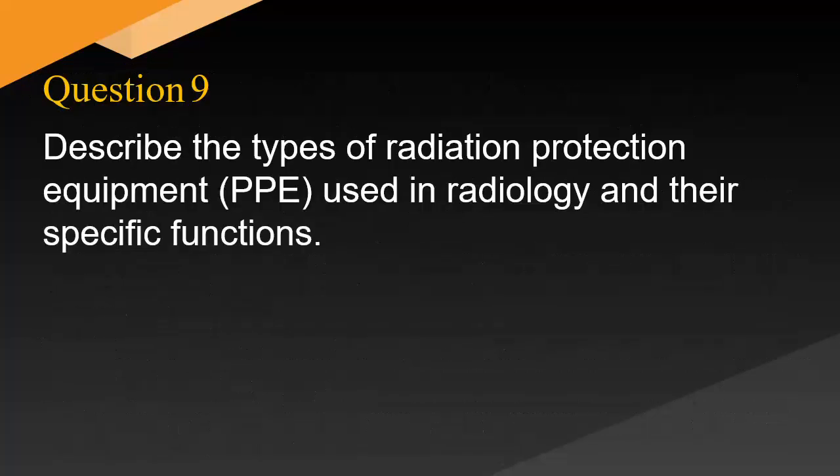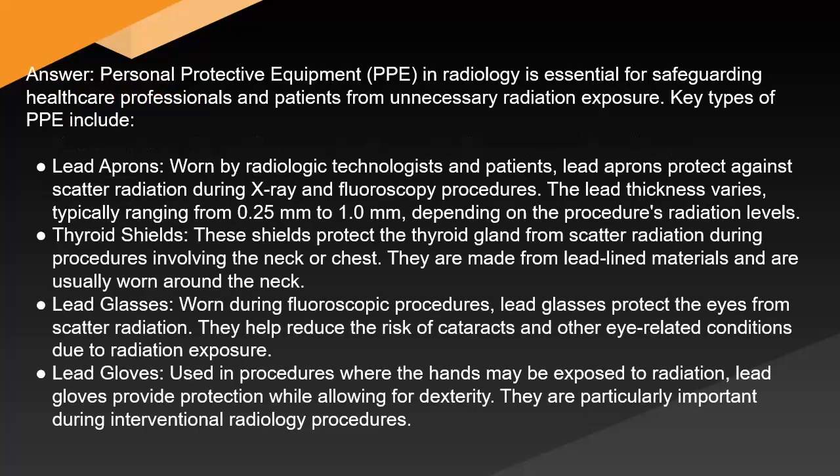Describe the types of personal protective equipment (PPE) used in radiology and their specific functions. Answer: personal protective equipment (PPE) in radiology is essential for safeguarding healthcare professionals and patients from unnecessary radiation exposure. Key types of PPE include lead aprons, worn by radiologic technologists and patients. Lead aprons protect against scatter radiation during X-ray and fluoroscopy procedures. The lead thickness varies, typically ranging from 0.25 mm to 1 mm, depending on the procedure's radiation levels.